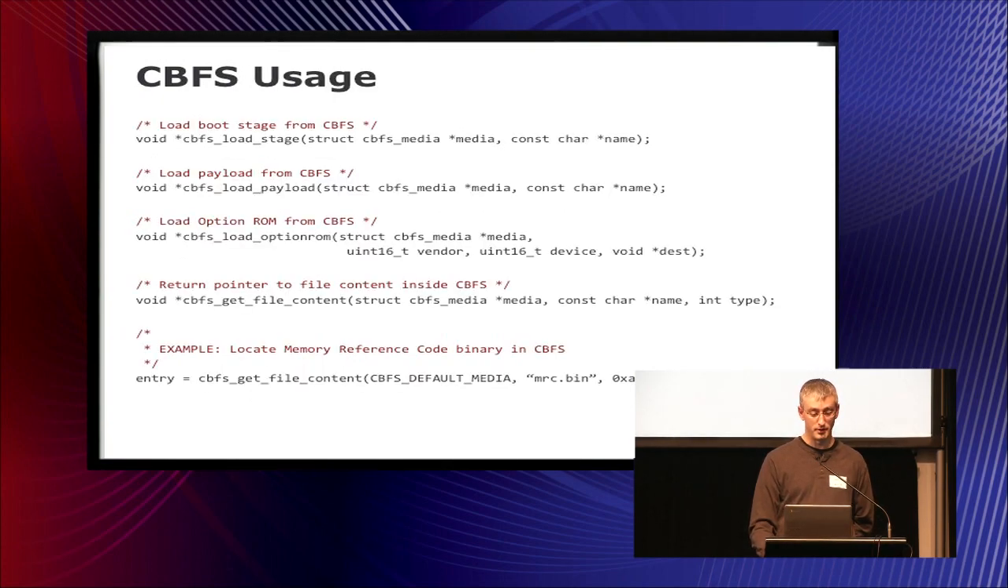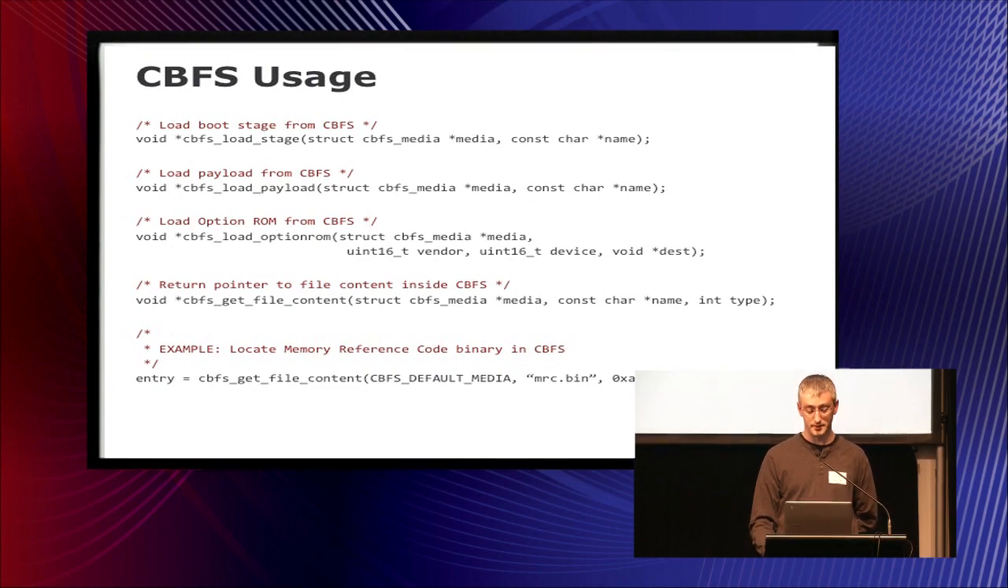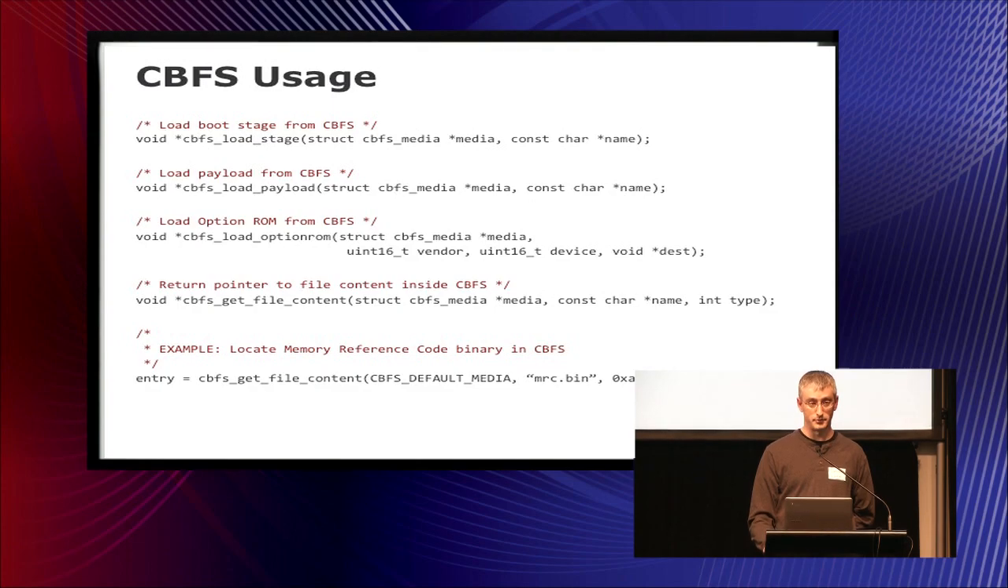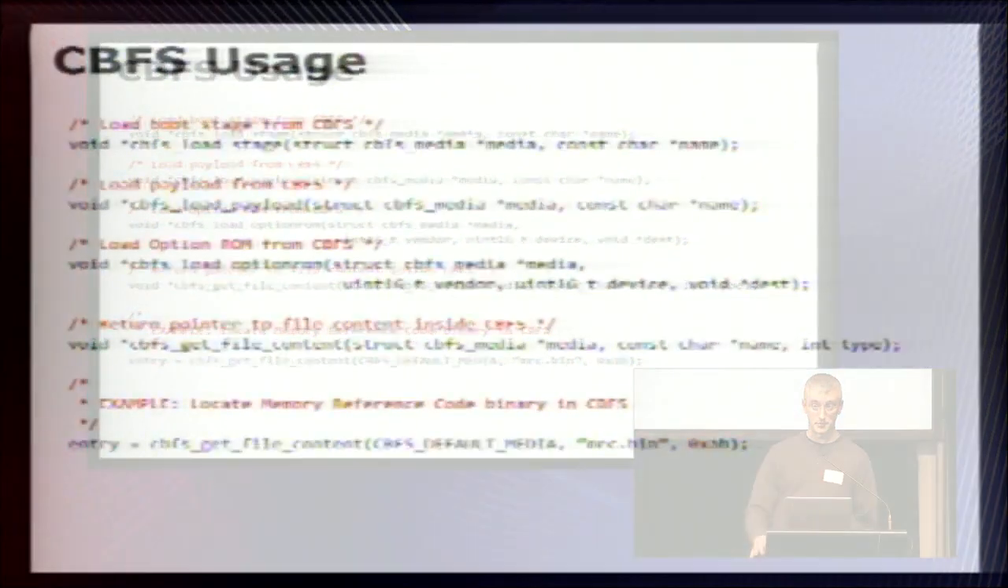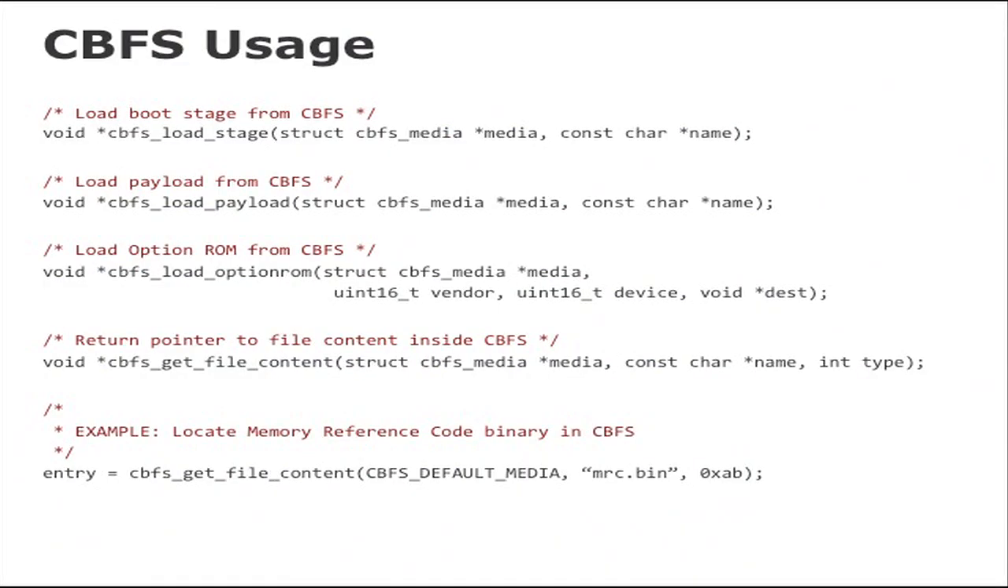Within coreboot, CBFS has a number of helper functions. I've listed a couple of the common ones for booting a different stage; if you're trying to boot the ROM stage, it'll use load stage. If you're trying to boot a payload, you can have a number of different payloads in CBFS, and there are different flags and options to say which payload to boot. The common one for things like getting the reference code is get file content. Here's an example at the end of how we're looking for this mrc.bin that might be in the default CBFS media, and we have a magic tag that we came up with that describes that this is an MRC binary.